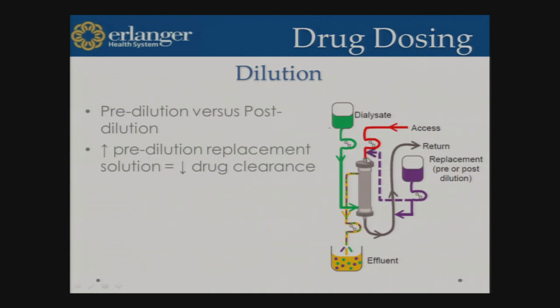So you're not going to get as much clearance because you've diluted out the blood before it's going to run through the filter. So this is good when we're talking about filter clotting, because the more dilute your blood is, the fewer issues you're going to have with clotting. But you're also going to get less clearance, okay? So if you have high pre-dilution rates, you're going to get slower rates of drug clearance.